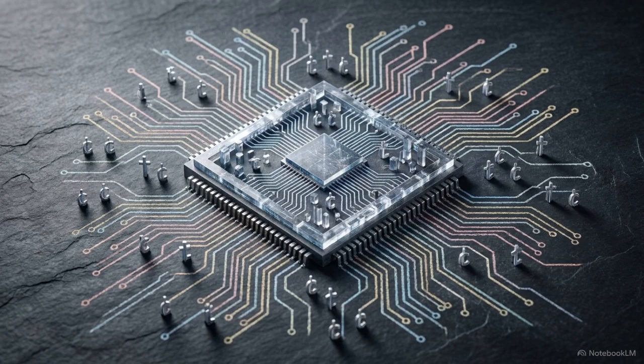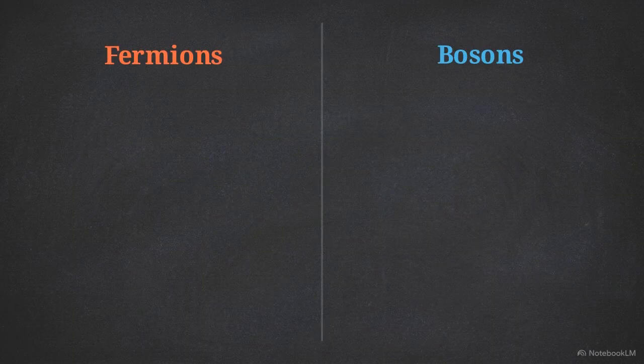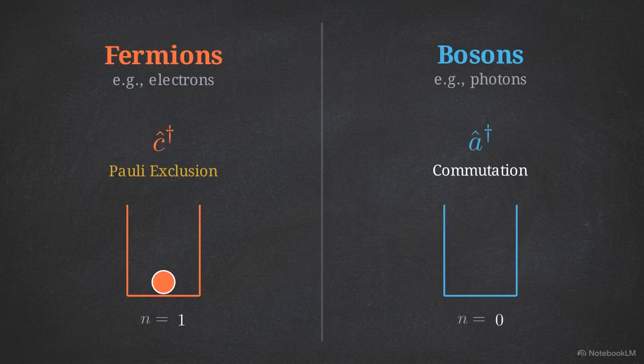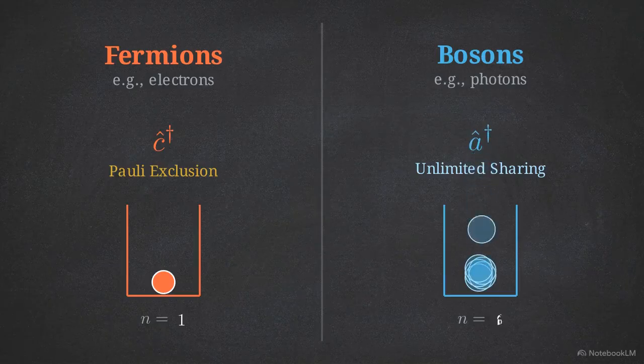Particles divide into two classes, fermions, like electrons, and bosons, like photons. Fermion operators obey anticommutation relations, enforcing Pauli exclusion so a state holds only 0 or 1 particle. Boson operators obey commutation relations, allowing any number of particles to share the same state simultaneously.